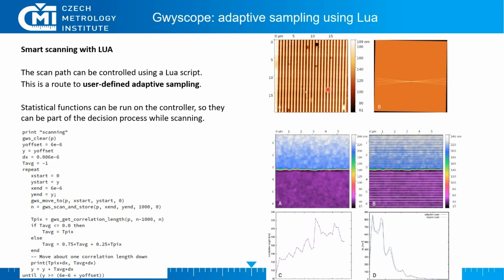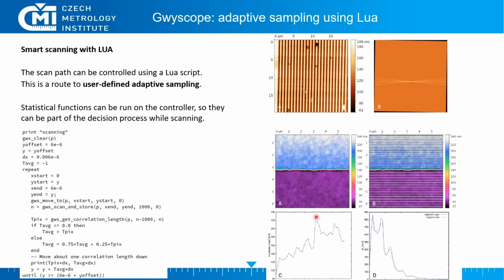The top one is quite simple. It is a grating that is slightly rotated. Using a simple Lua script, you detect the angle of the rotation, and then the rest of the scan is done in the appropriate direction. So your profiles are really perpendicular to the grooves of the grating. The bottom example is a bit more complicated.